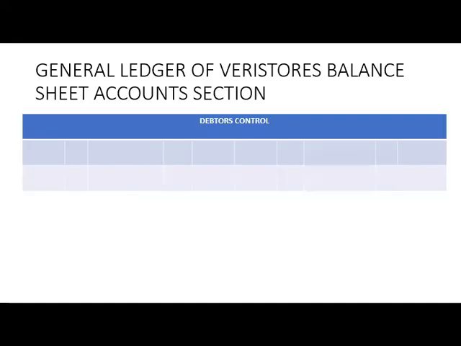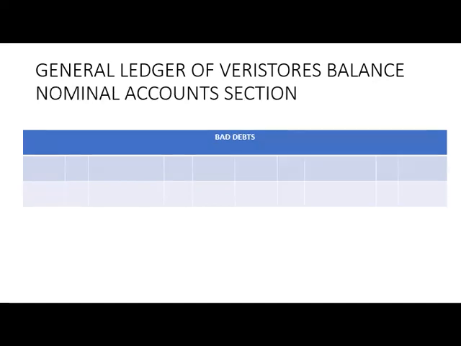In the debtors control, I will credit my debtors control by the amount that was received, which was 900, and then credit it again with the bad debts amount, which was 2,100. My bad debts will be 2,100, so I will debit it with 2,100.